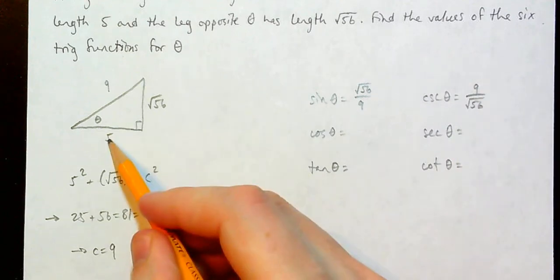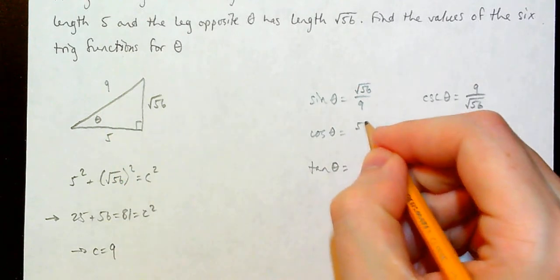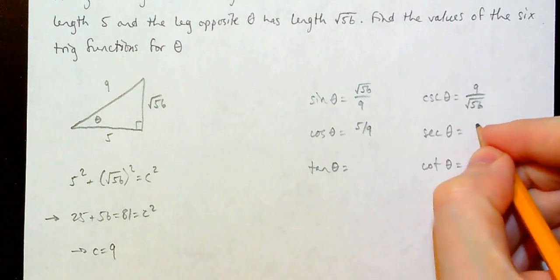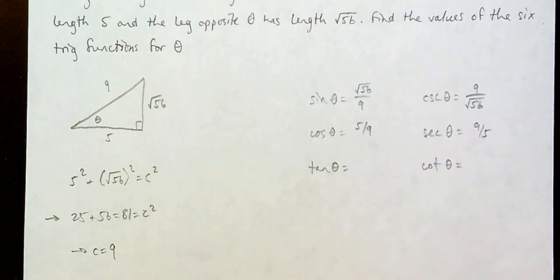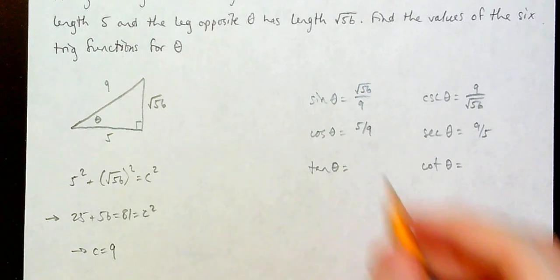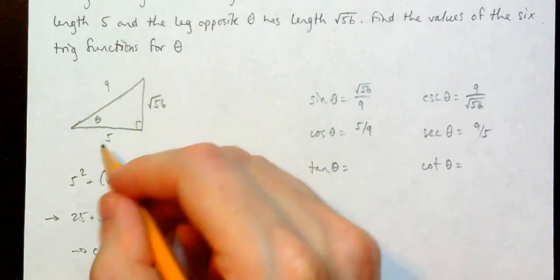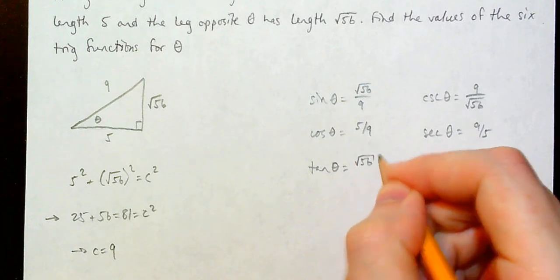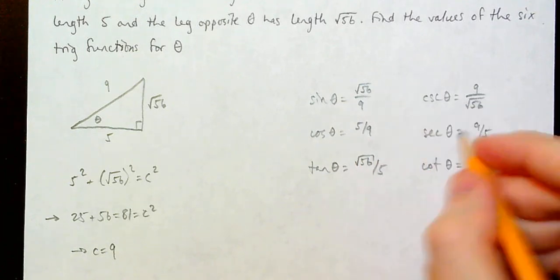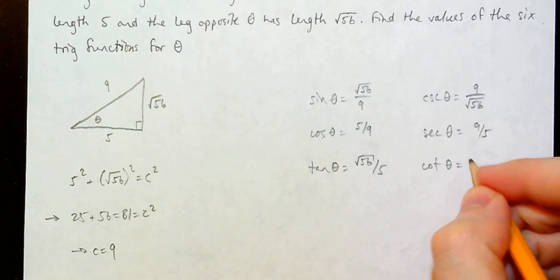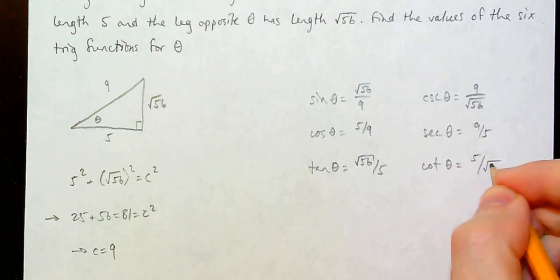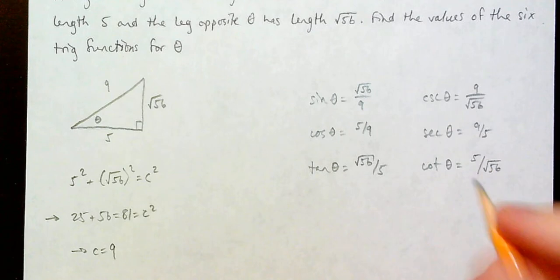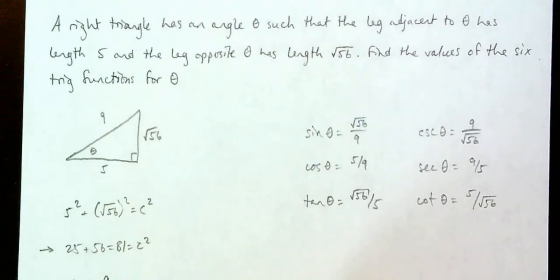Cosine is 5 over 9, which means secant theta is 9/5. And then tan theta, opposite over adjacent, is radical 56 divided by 5. And then cotangent is thus 5 divided by the square root of 56. So there we go. Those are the values of our 6 trig functions here.